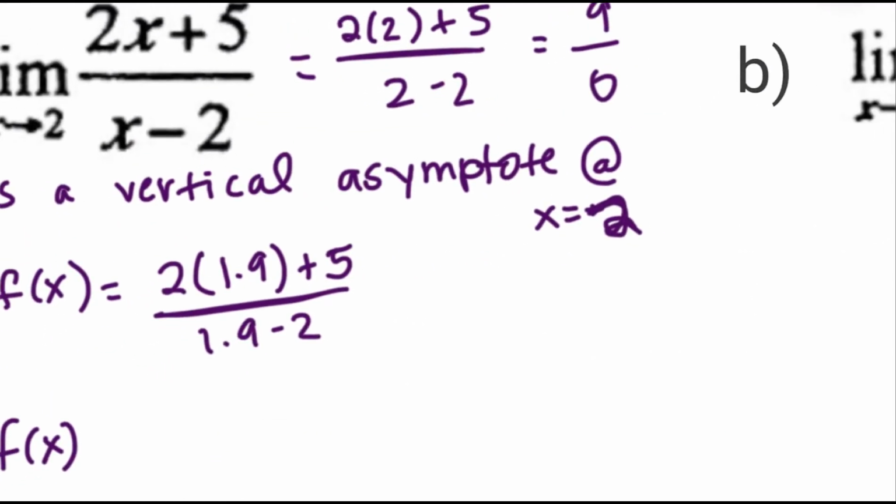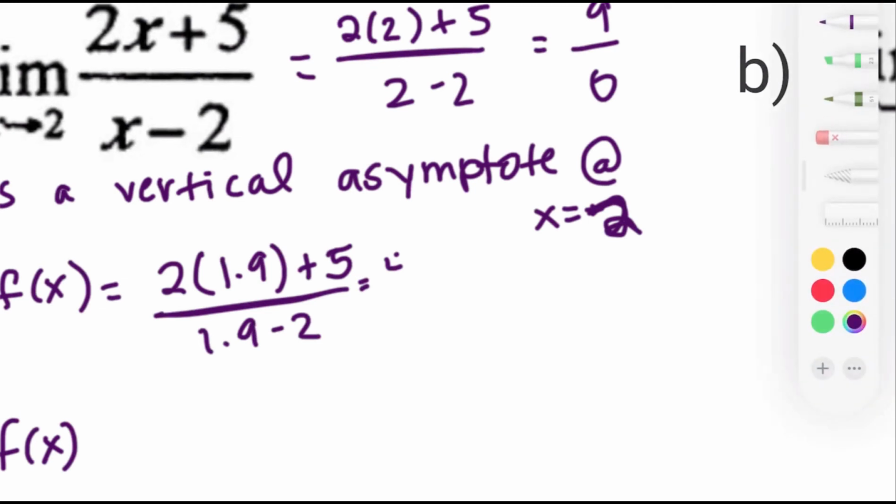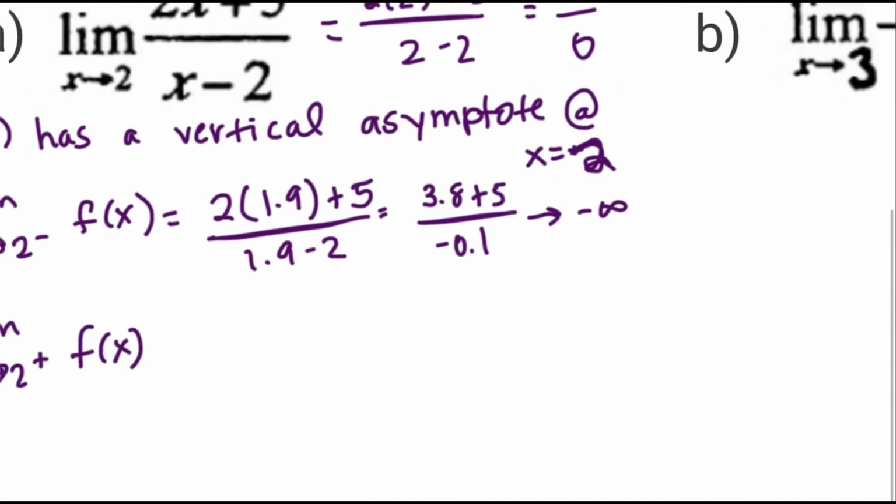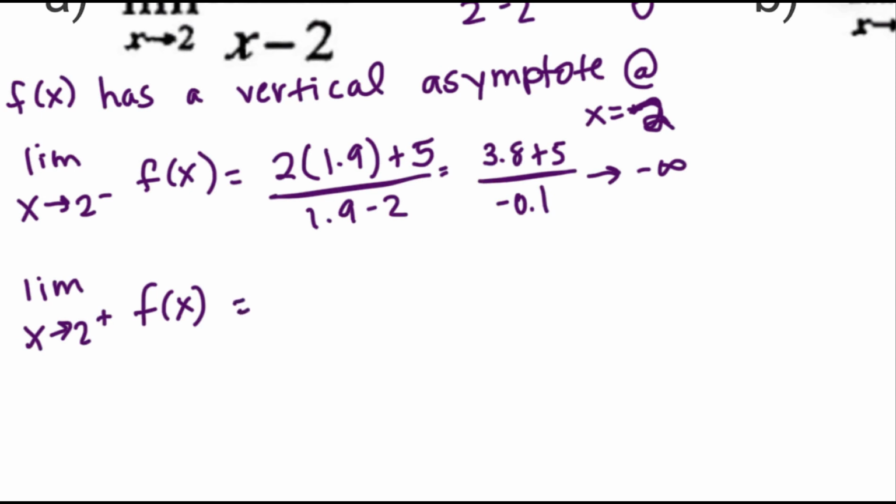So 1.9 times 2, that's, sorry, 3.8 plus 5 over negative 0.1. I don't really have to do all the math here. I can see that this is going to be a negative number. So it's going to negative infinity, because I have a positive over a negative. And then over here, I can plug in a number a little bit bigger, so I'll plug in 2.1. I'm looking at the right.